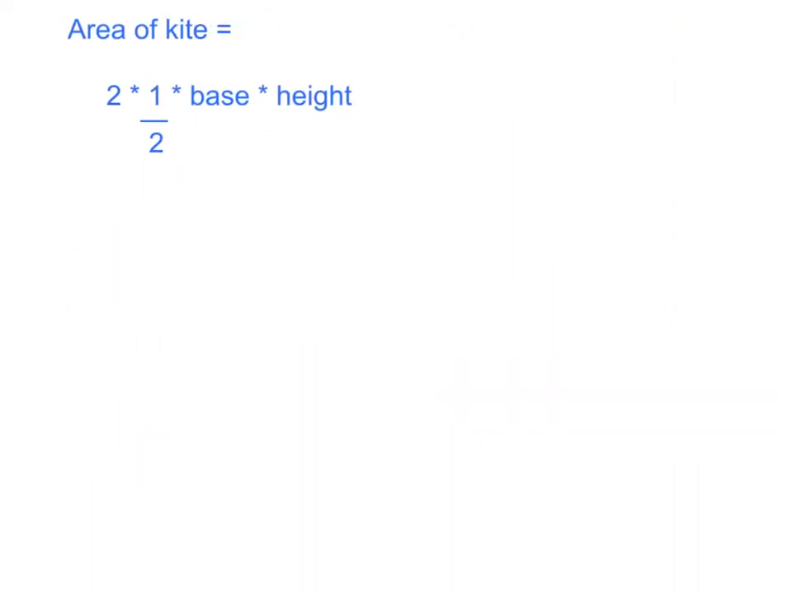As a closing statement on the area of kites, notice that the area of a kite is just 2 times 1/2 times your base times your height. And if you take a look, notice that 2 times 1/2 gives you 1. So your area of a kite is just going to be base times height.